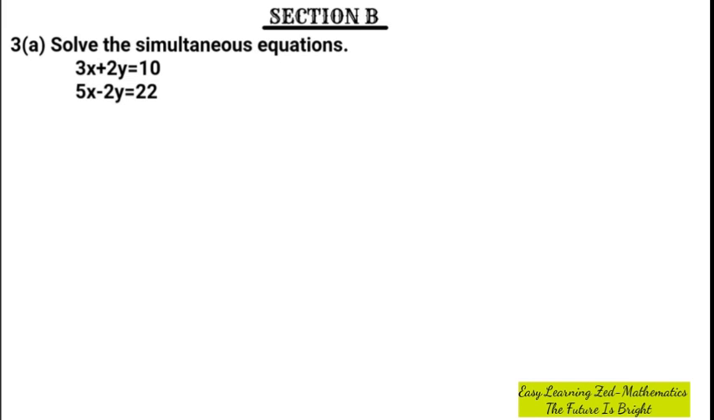Okay, so question number 3a was as follows. Solve the simultaneous equations: 3x plus 2y is equal to 10, and 5x minus 2y is equal to 22. To solve this one, I'm going to use the elimination method. I'm going to draw a line there, and because we have plus 2y on top and minus 2y down, I'm going to add these two equations.